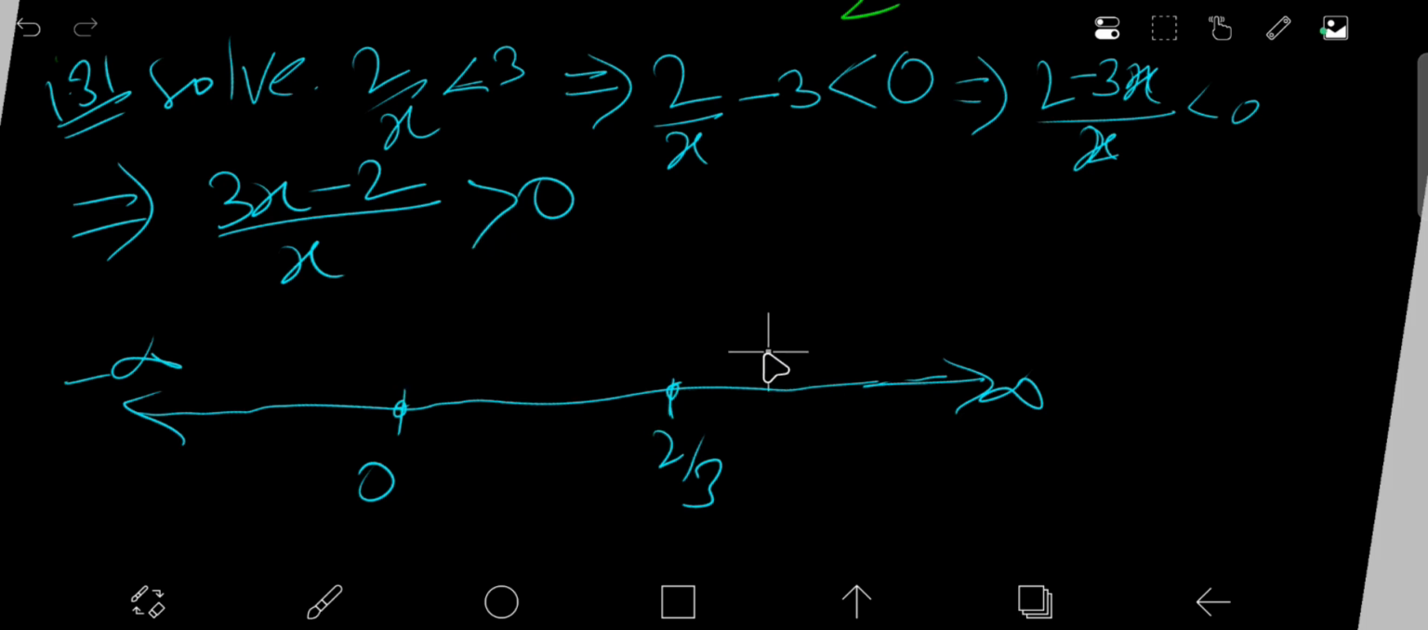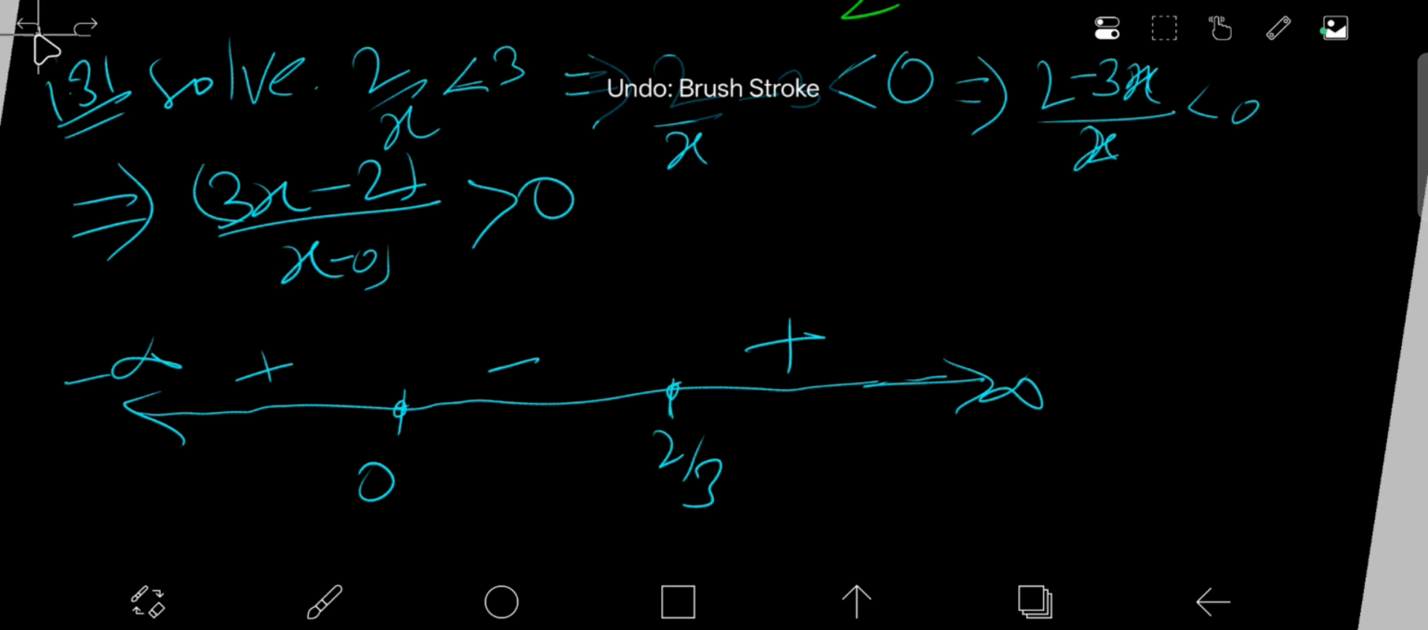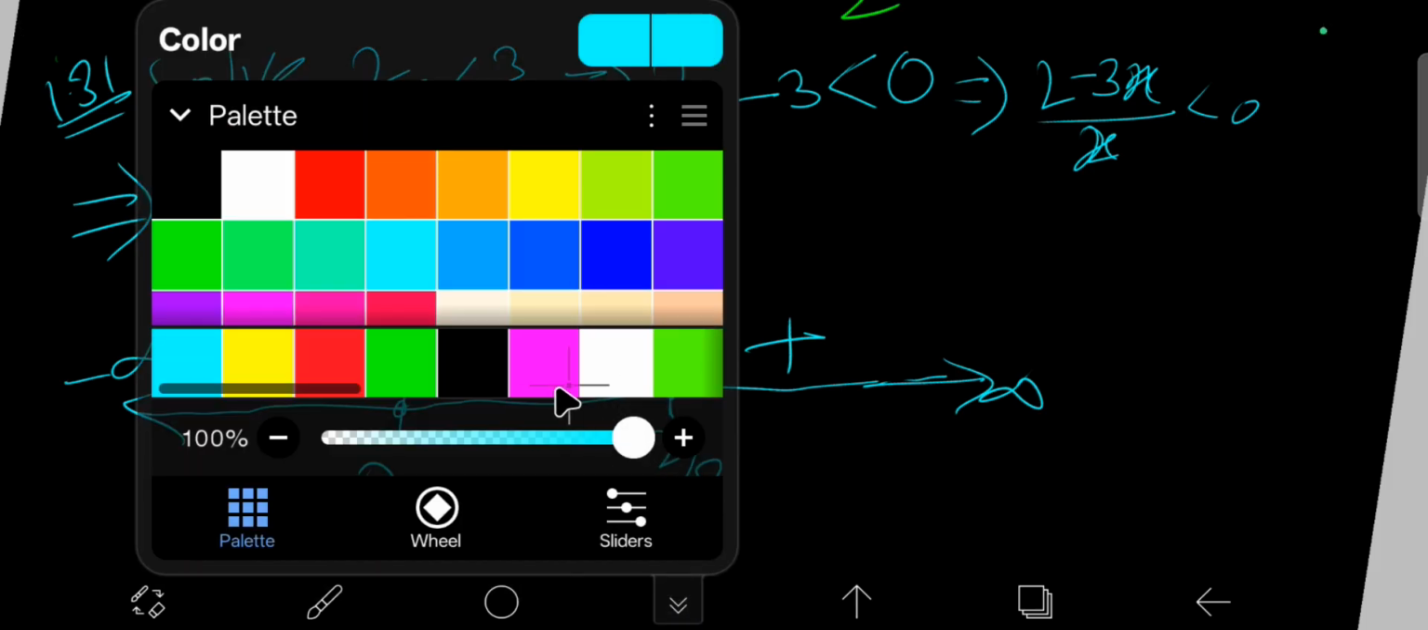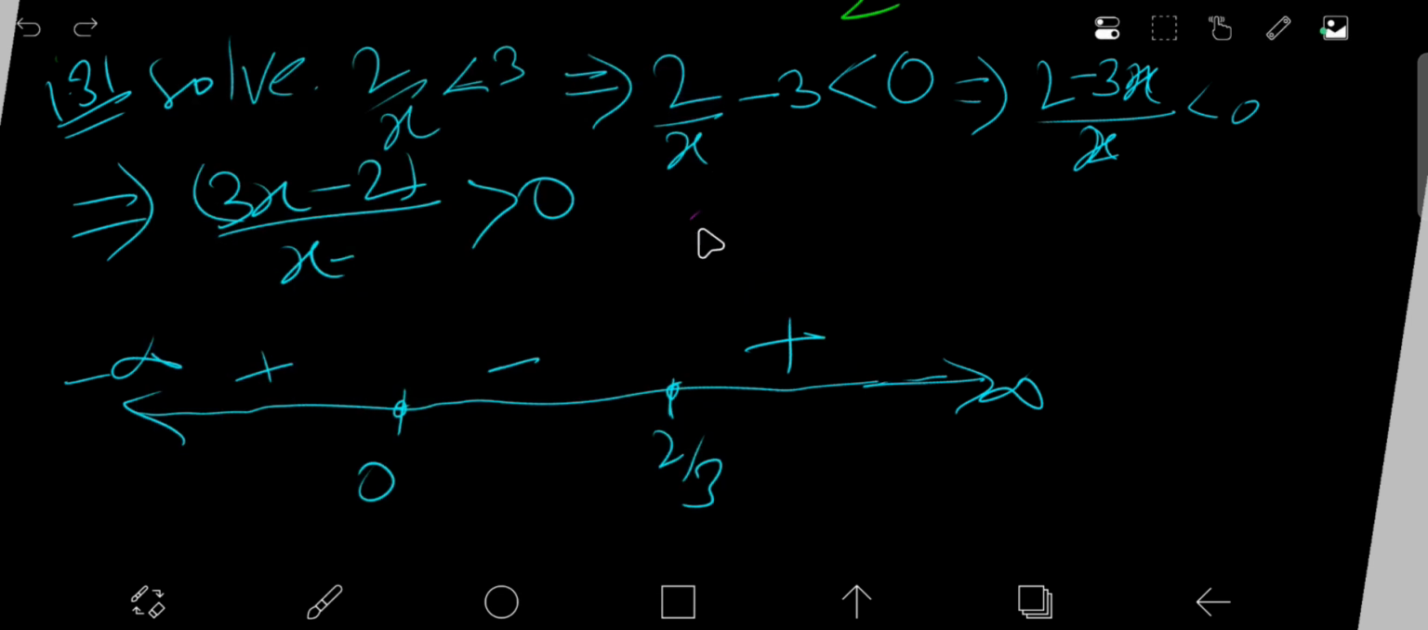Now we put plus at the rightmost and this side is minus, because they have power 1, right? Power 1 means the sign changes here to negative, and this one is also positive, because at x equal to 0, x minus 0 also has power 1, so here we write negatives, from negative to positive sign. Okay, now this is greater than 0, so greater than 0 means we take only the positive intervals as the solution.